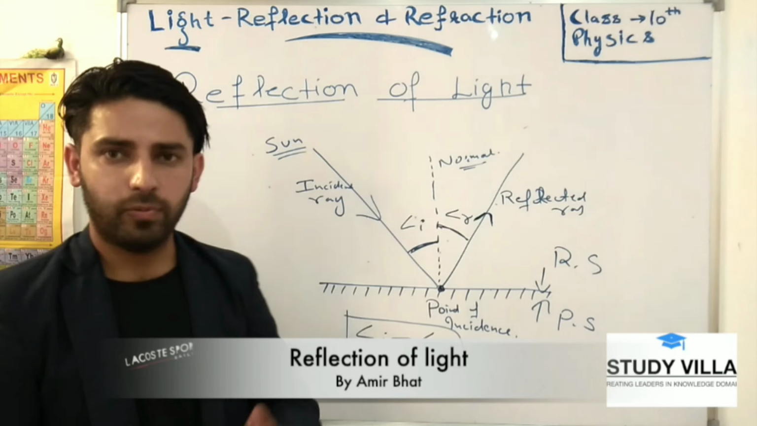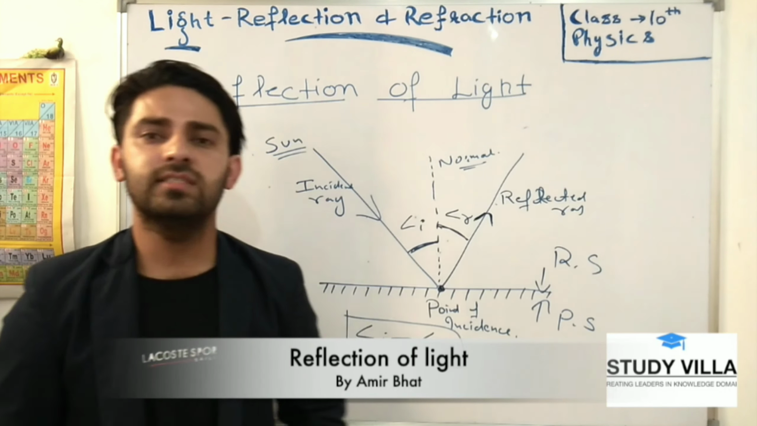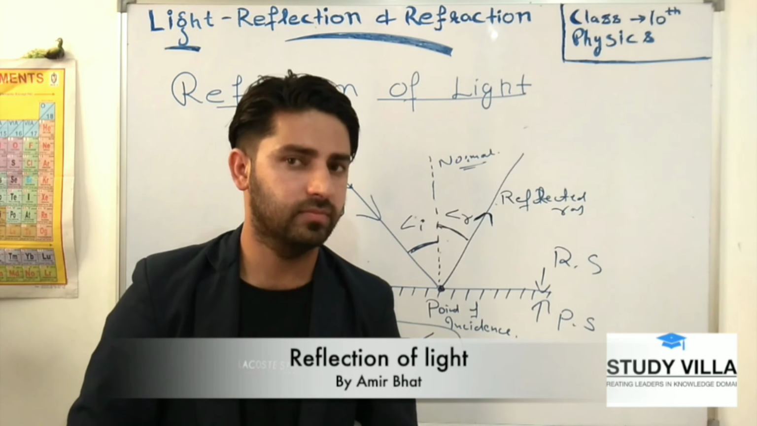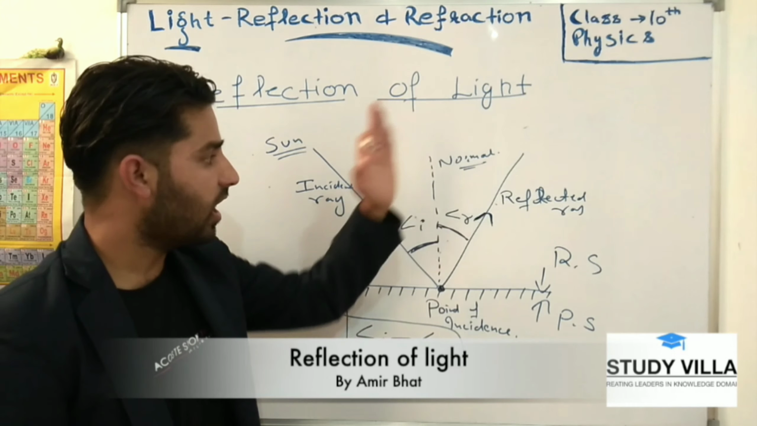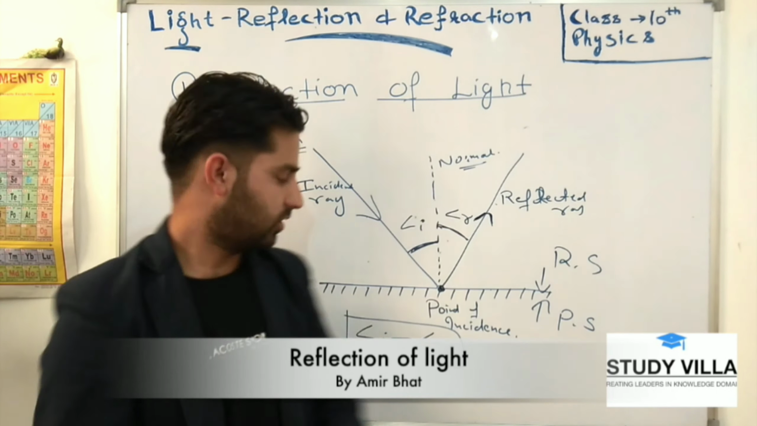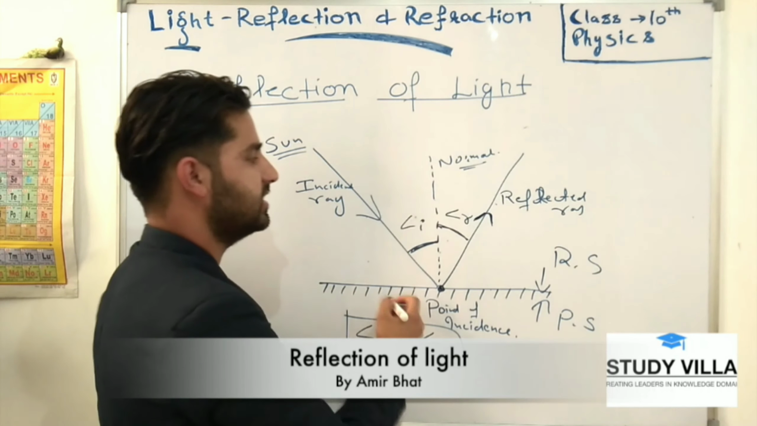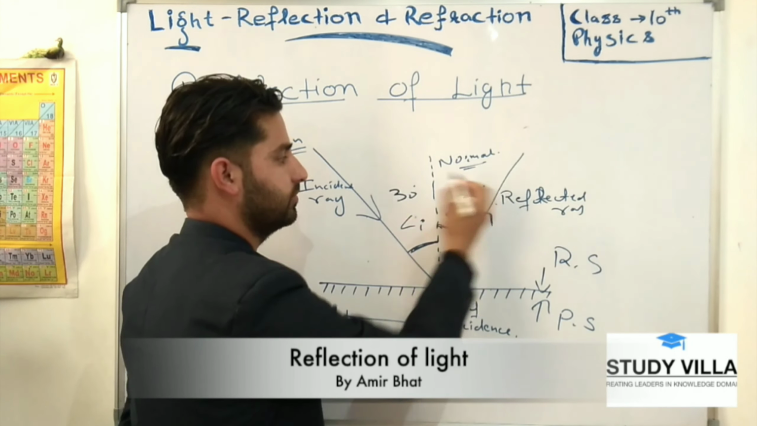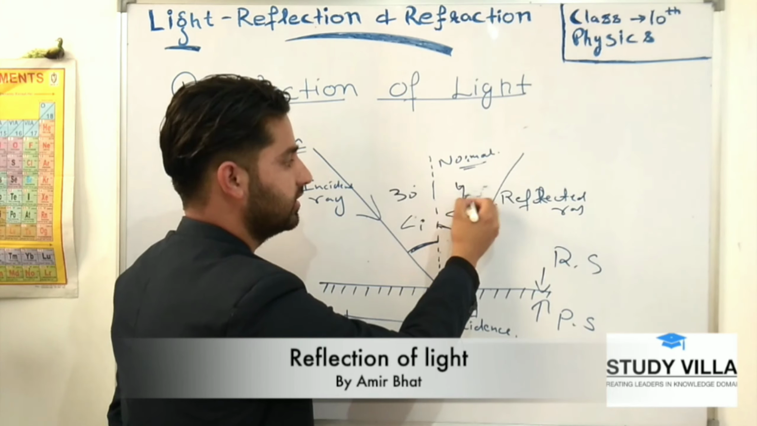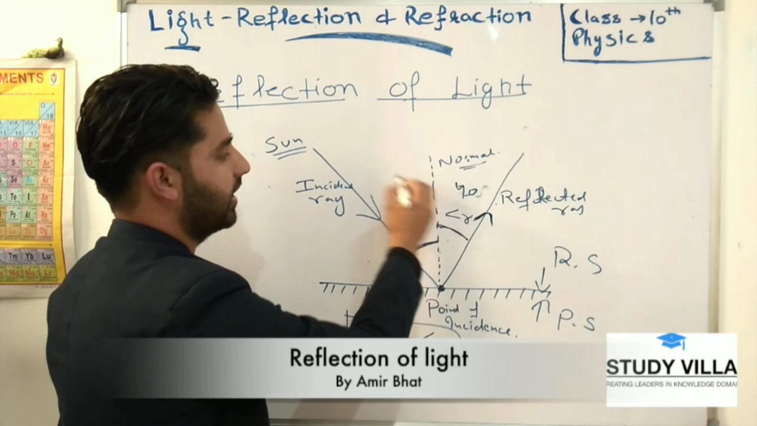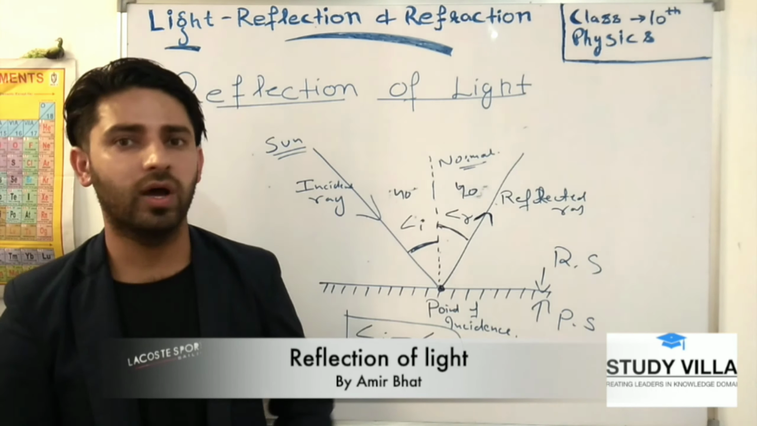Let us suppose the question says the angle of incidence is 30 degrees. What is the angle of reflection? You should say the angle of reflection is also 30 because laws of reflection state angle of incidence is always equal to angle of reflection. If angle of incidence is 30 degrees, then angle of reflection is also 30 degrees. If angle of reflection is 40 degrees, then angle of incidence is 40 degrees according to laws of reflection. I hope you are getting my words.